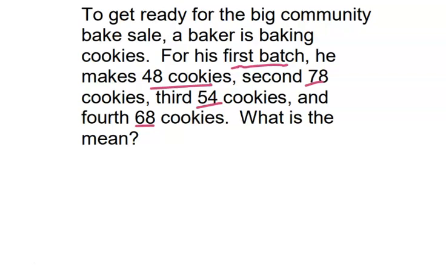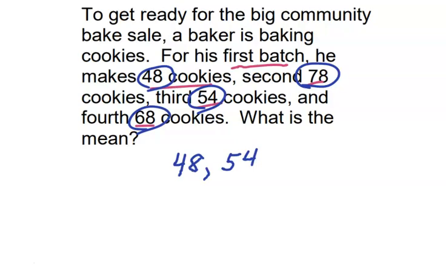Okay, so to find the mean, we're just going to add them all up and divide by 4 because there's 4 different batches. There's no really necessary reason to do this when we're finding the mean, but I always like putting the data from least to greatest. So 48 was the smallest batch, then 54, and then 68, and then 78. Okay, so we're going to add those up. 48 plus 54 plus 68 plus 78, and that equals 248.